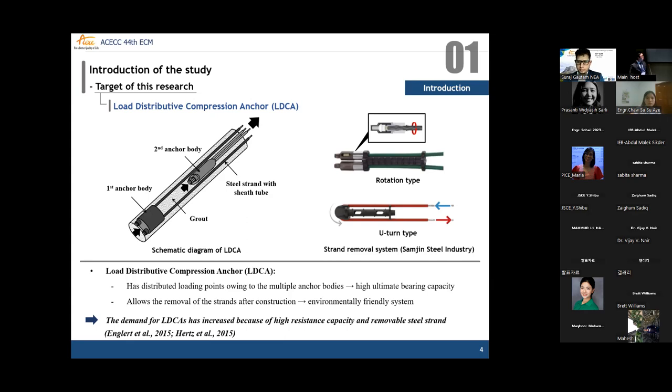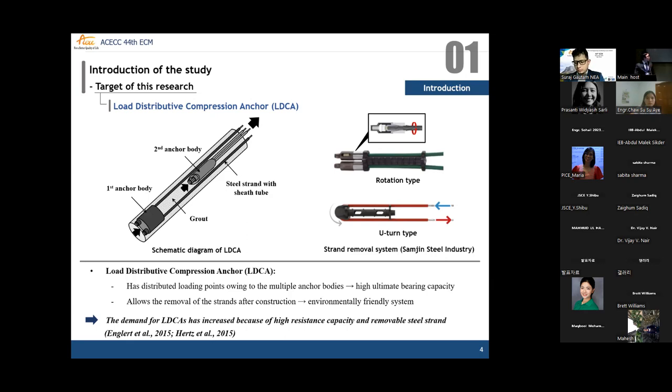Therefore, when the load is applied to the strand, the movement of each anchor body induces distributed compressive stress in the grout and distributed grout-ground shear stress. Therefore, LDCA has multiple loading points, resulting in high bearing capacity.